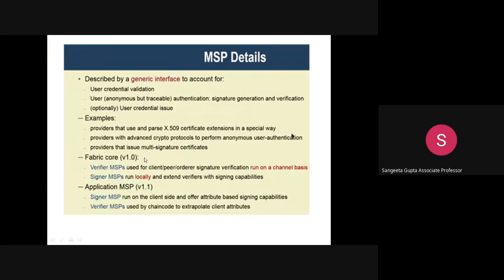So Fabric Core will be providing two kinds of rights to the users: verifier MSPs and signer MSPs. Verifier MSPs are basically used to cross-check the authentication of that particular user. They are used for any kind of entity, be it a client, a peer, or an orderer, to check whether the signatures are valid signatures as stored in their ledgers or not.